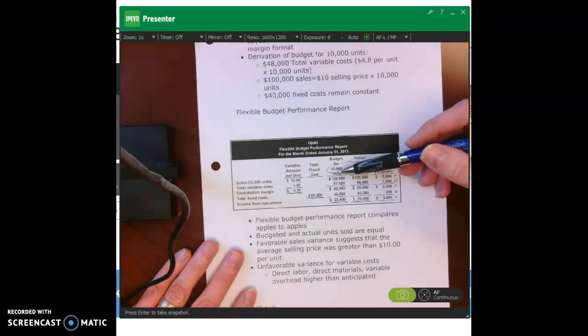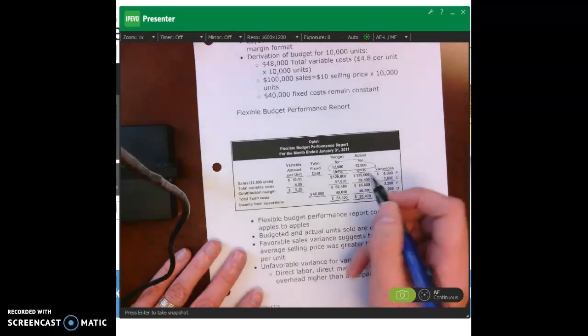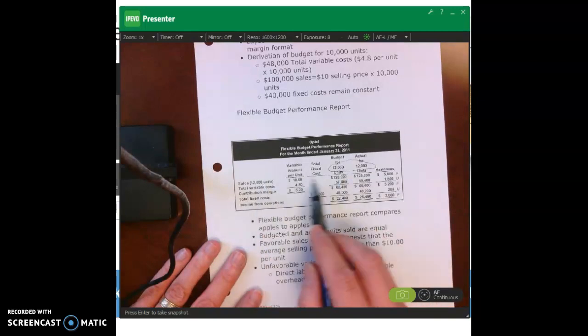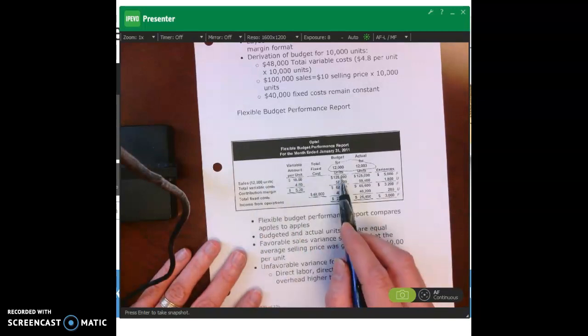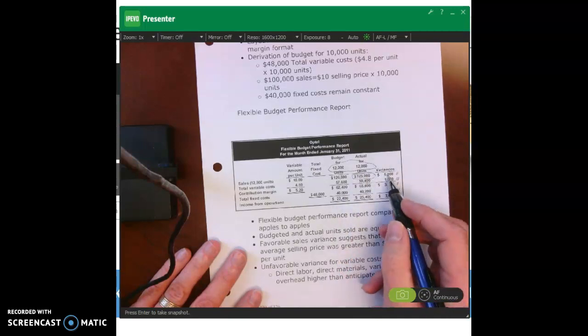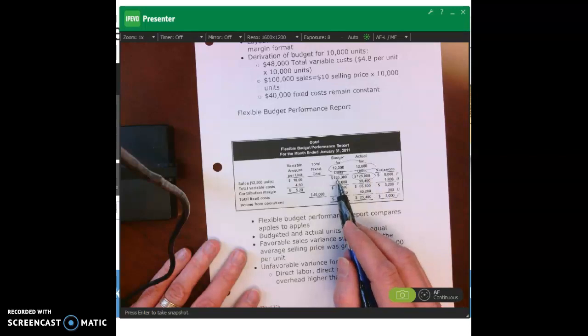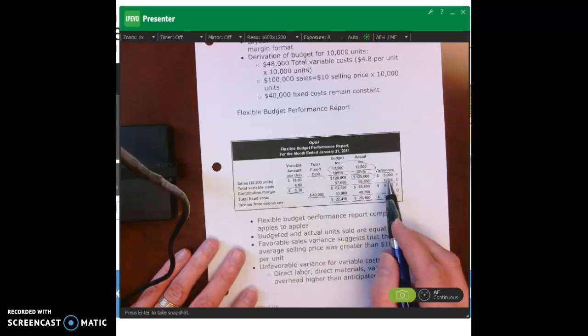So we look at our sales right over here. We have 120,000 and 125,000. How do we get that? We take our sales of 12,000 units times our sales price per unit, which gives us 120,000. This is how much sales we actually had. We have a variance of $5,000, and it's F for favorable. Why favorable? Because actual sales are higher than budgeted sales, and that's a good thing.